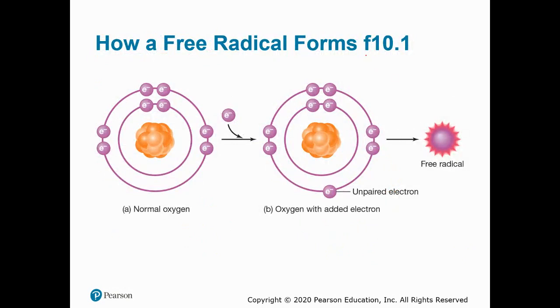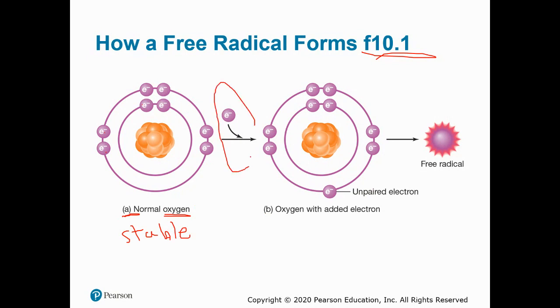So here's your textbook drawing. This is figure 10.1, again in the 5th edition of the book. And so this is looking at an atom of oxygen. So you've got your protons and your neutrons in the nucleus. And then as we said, you've got these outer rings of electrons. And in example A, all of the electrons have a pair. So we call this one stable, right? This is fine. This is how oxygen wants to exist. It's not going to steal anything from anyone.